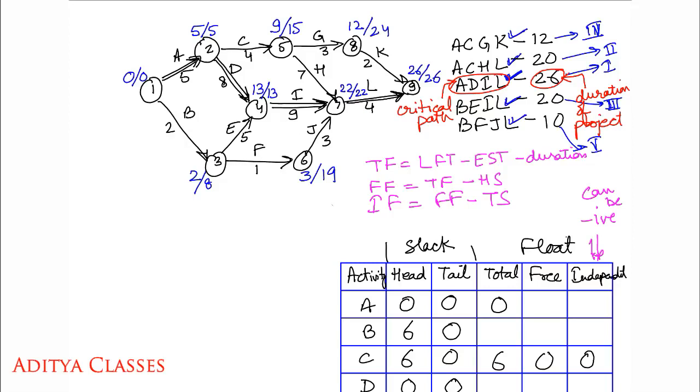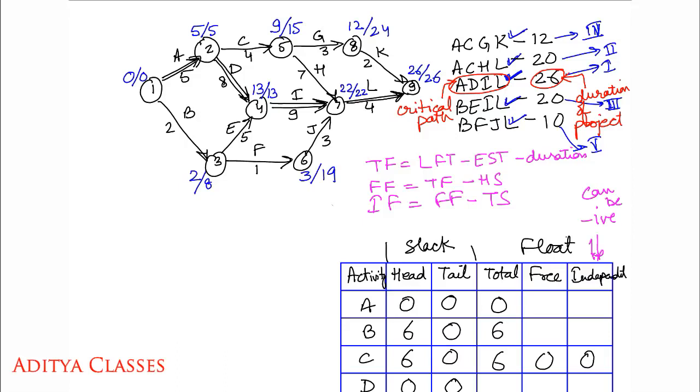For B it would be 8 minus 0, 8 minus 2. How much? 6. Perfect. We get 8 minus 0 minus 2, giving me 6. So total float for B is 6.